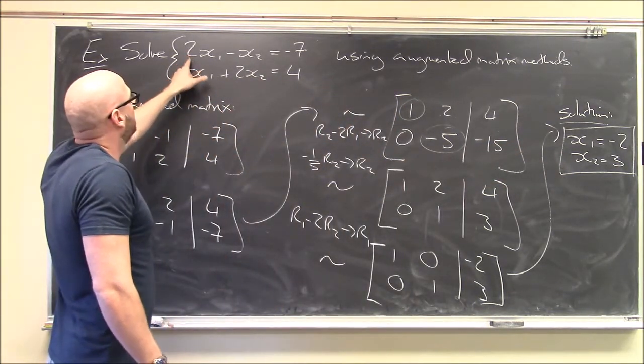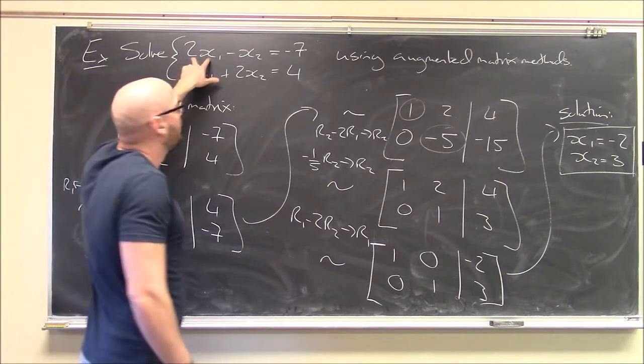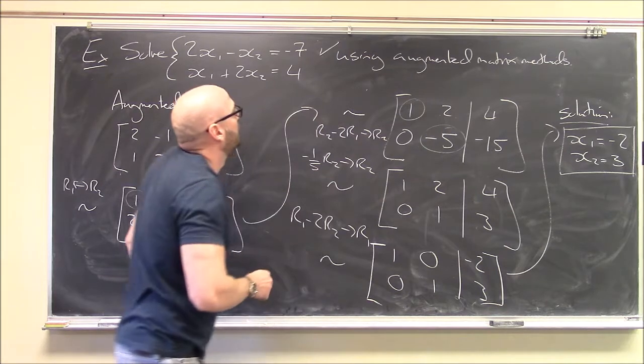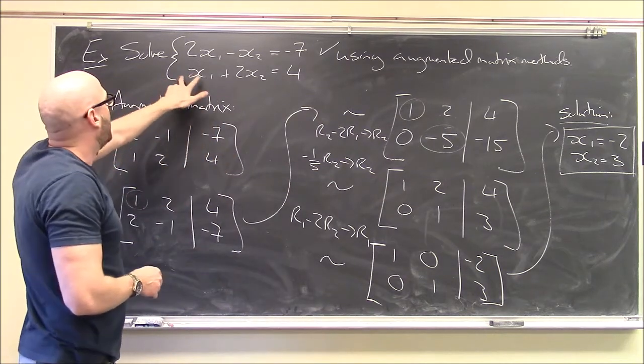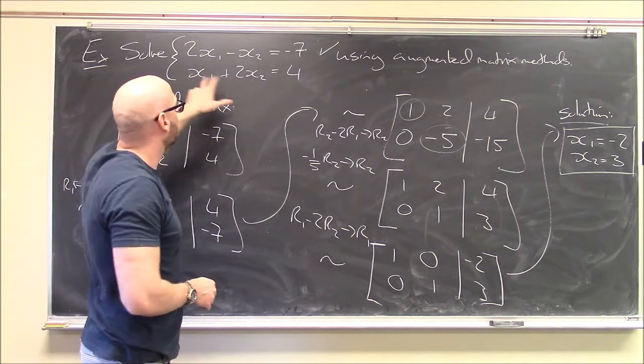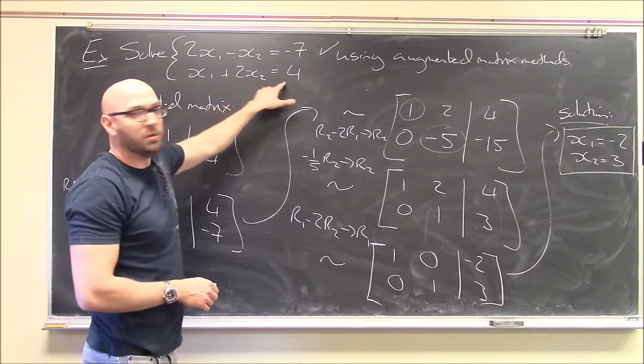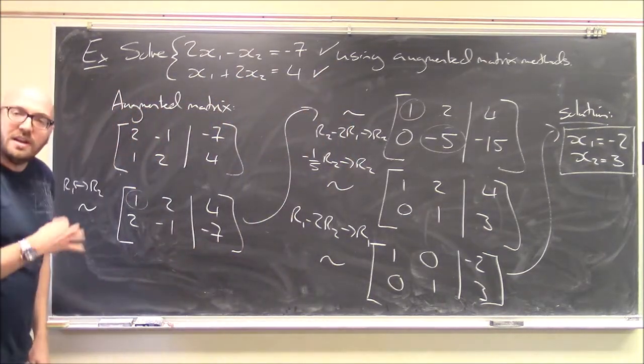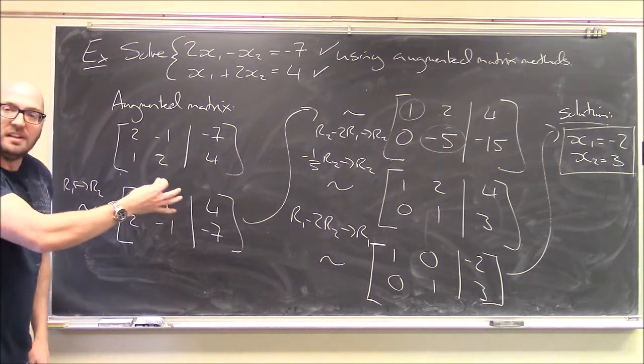Plug in minus 2. 2 times minus 2 is minus 4. Minus 3 equals minus 7. Great. Satisfied that equation. Minus 2 plus 2 times 3 minus 2 plus 6 equals 4. Great. So now I know I didn't make any mistakes. That is indeed the solution.